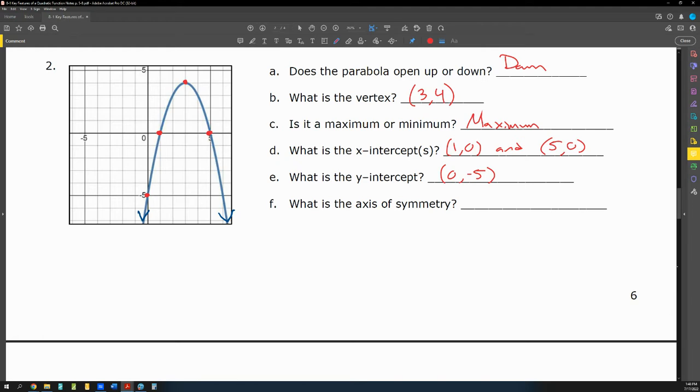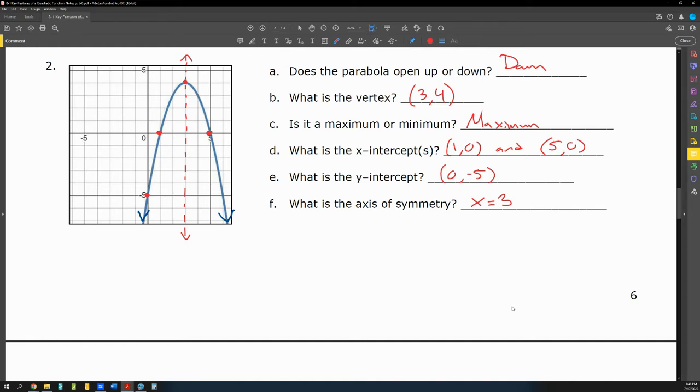The axis of symmetry, remember, is x equals a number. It's going to be the x-coordinate of your vertex, which is 3. Again, you can also find that by sketching in a vertical line to divide the graph in half, and that vertical line has the equation x equals 3.